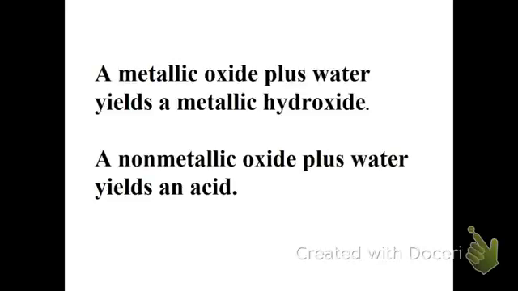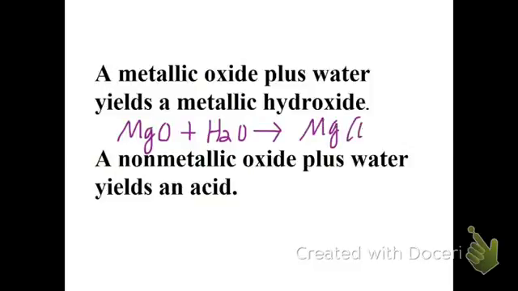A metallic oxide plus water will give you a metallic hydroxide. I want to do an example of those. I like magnesium because it's easy. So if I take magnesium oxide plus water, it's going to make magnesium hydroxide. Sometimes we call those pretend bases, because this is not necessarily a base, but if I add it to water, it's going to be basic. A non-metallic oxide plus water yields an acid.